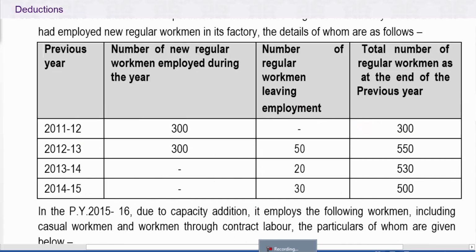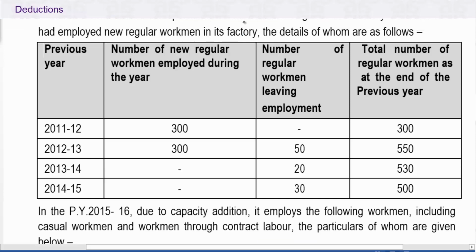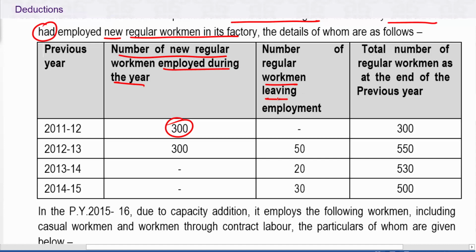So let's finish off with a question from the RTP, and this is the kind of question I believe can be asked in the papers as well. One he says is X Limited has commenced operations of manufacture of goods in a factory on 1/5/11. It had employed new regular workmen in its factory and the details are as below. So in 11-12, the number of new regular workmen employed during that year were 300. But there are some workmen who leave. So by the end of the year, there were 300.